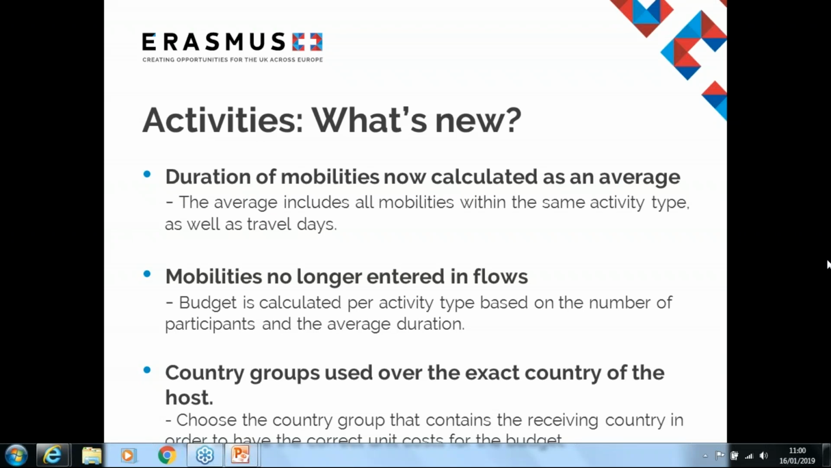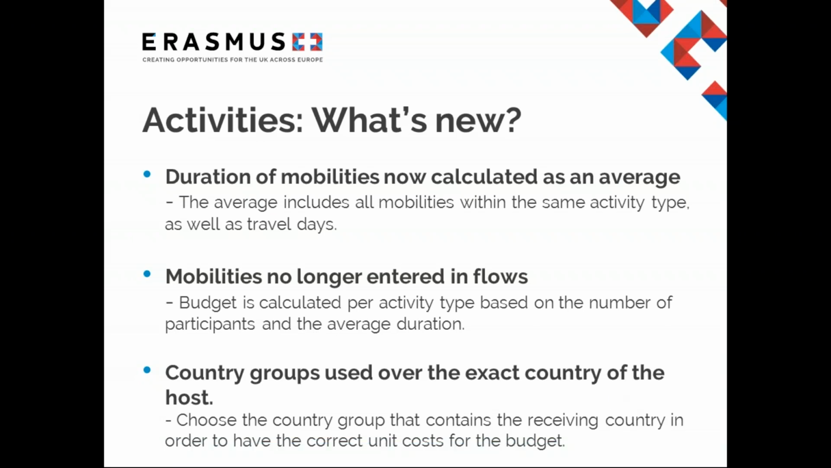Finally, the previous application form asked for the country of the hosting partner organization when filling out the activity section. However, for the 2019 call, it is only necessary to know the group of countries the receiving organization belongs to. Each group has different unit costs, and this is how the budget is calculated. Although it is not a requirement to enter the exact receiving country, a strong application will include the planned destinations of mobilities in the narrative of its application form.